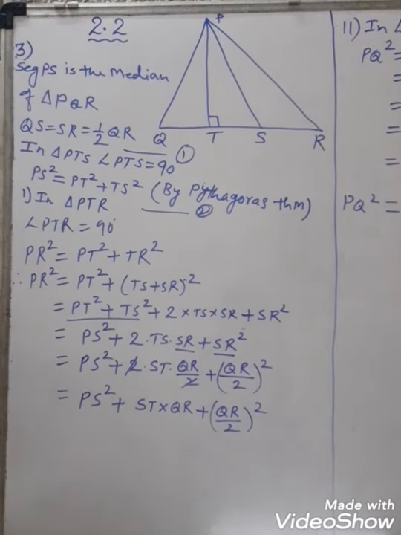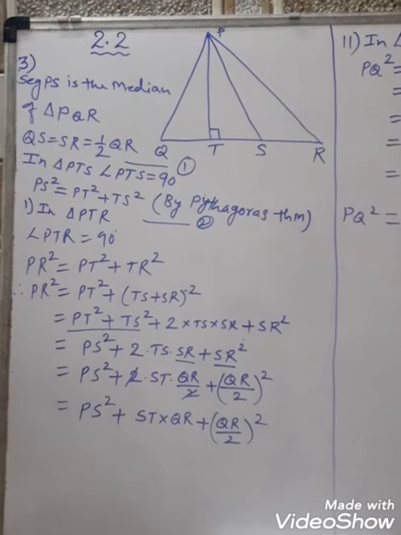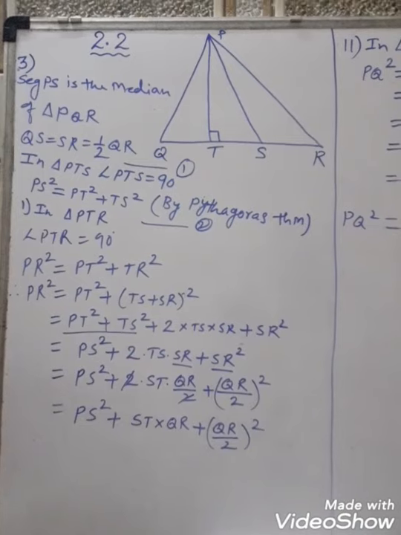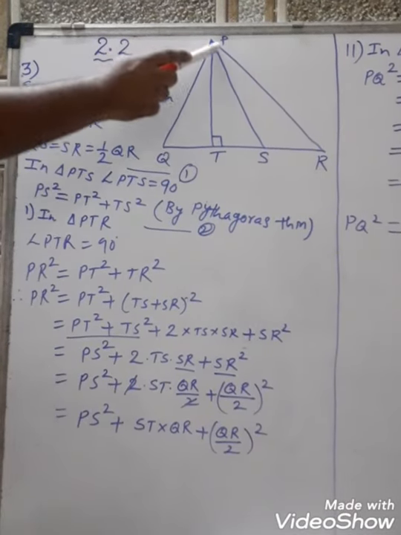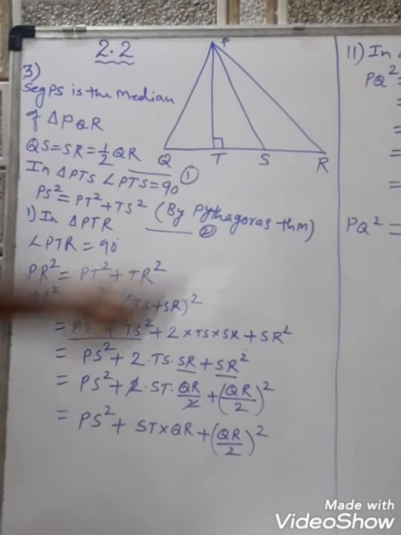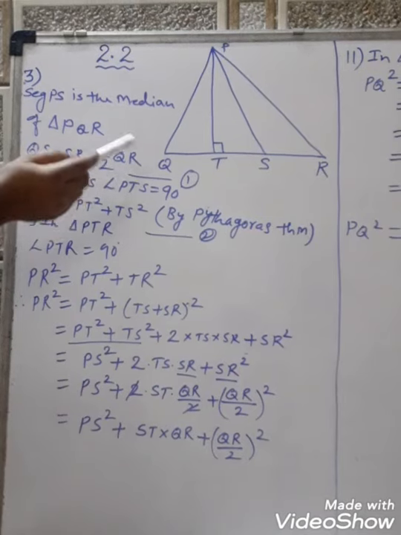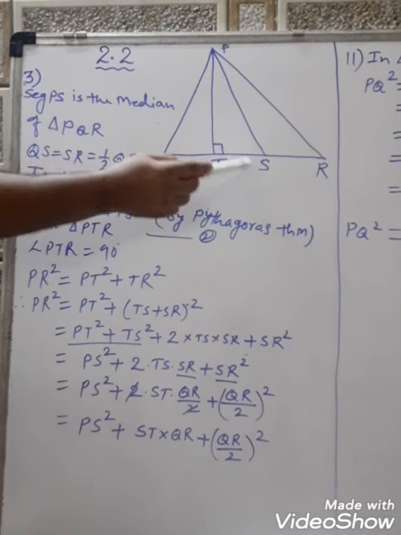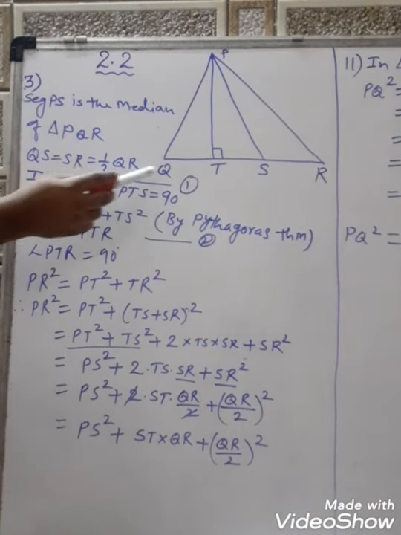2.2, third one. In that triangle it is given PS is the median of triangle PQR. This PS is the median of triangle PQR. So it means QS and SR is the half of QR, because S is the midpoint. So it divides the side in 2 parts. QS and SR are half of the QR.